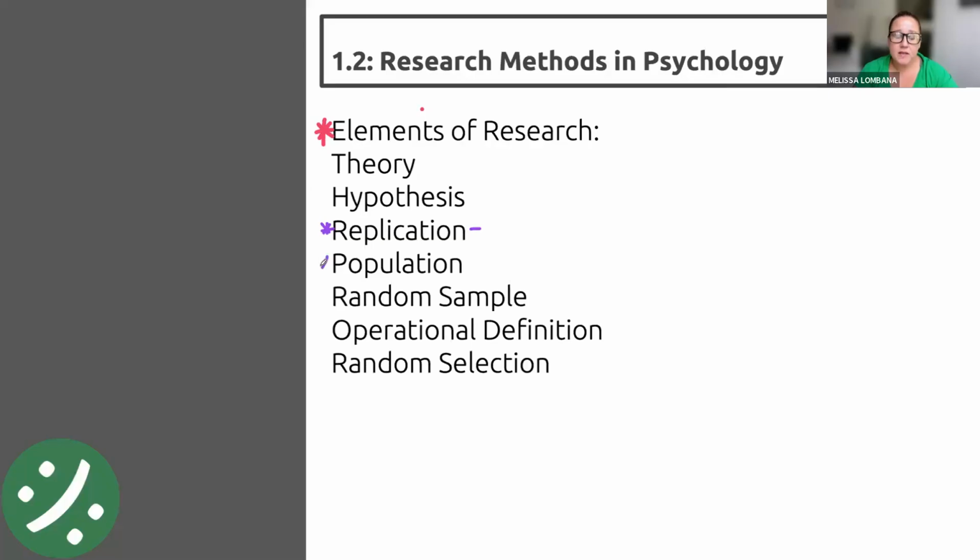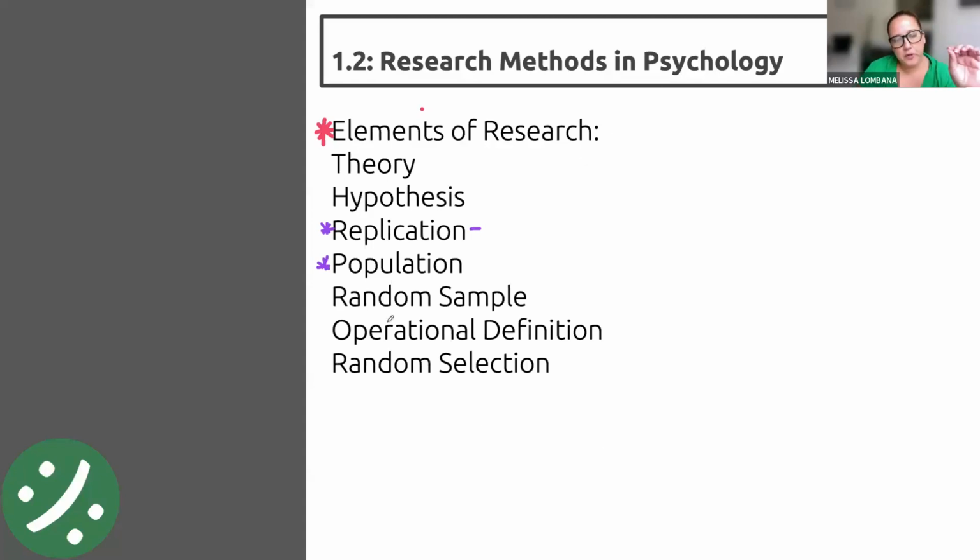Okay, so the next thing that we're going to talk about, and this is definitely super important, is this next little section, which is population and random sampling. We're going to talk about representative sampling and then random selection. But let's start with the first subtopic, the population. What does that mean in research?